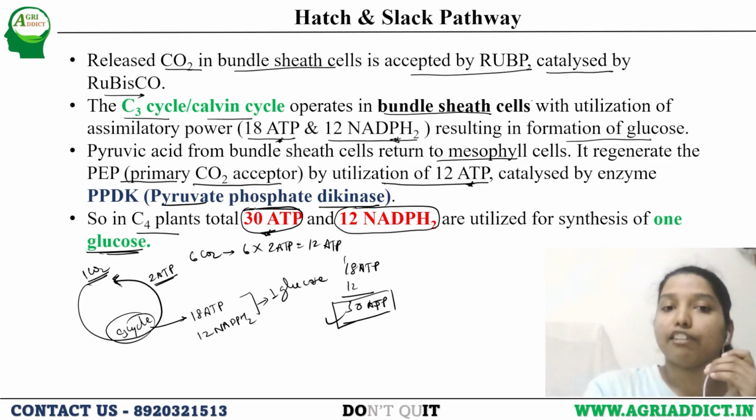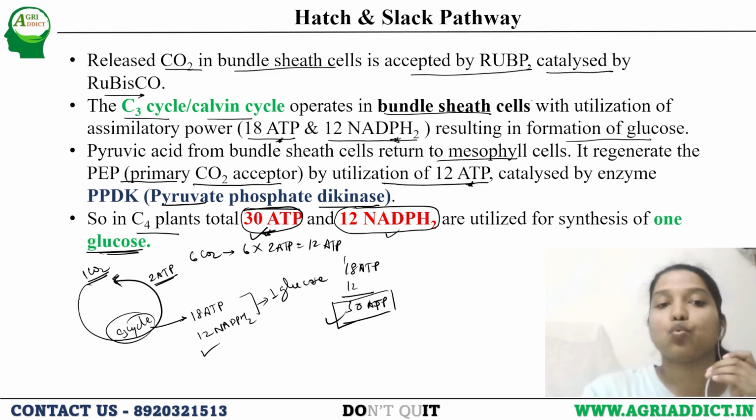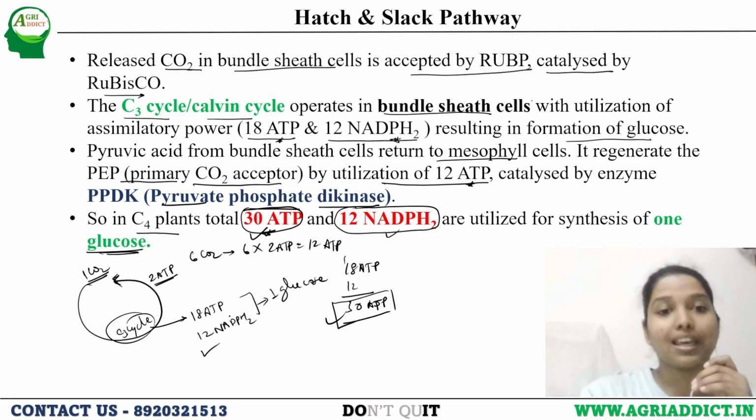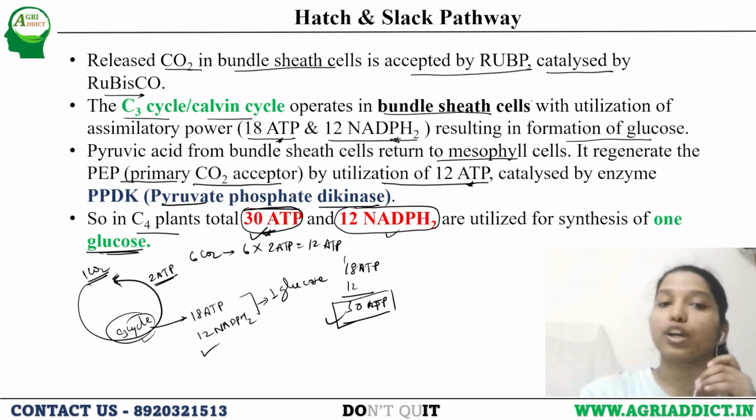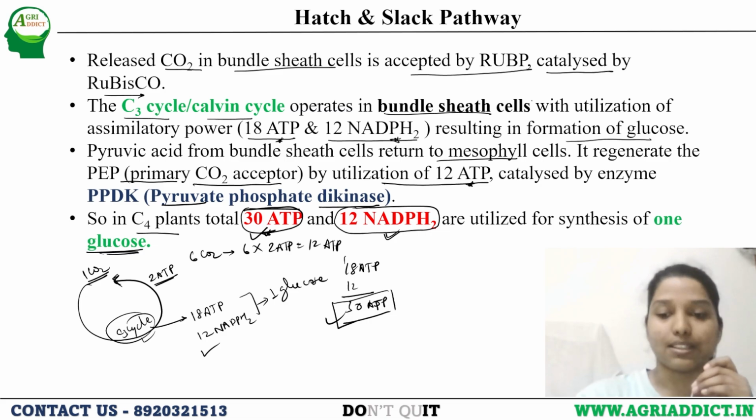So in C4 plants, we require 30 ATP, and whatever NADPH2 is required in C3, it is the same, because in the C4 cycle, whatever one molecule of NADPH2 we are using, we are again producing it in bundle sheath cells. So there is no net use of NADPH2 in the C4 cycle. Whatever NADPH2 we are using in the C3 cycle, that is the only NADPH2 required in C4 plants. Okay, so total 30 ATPs and 12 NADPH2 are required for the synthesis of one glucose in C4 plants.